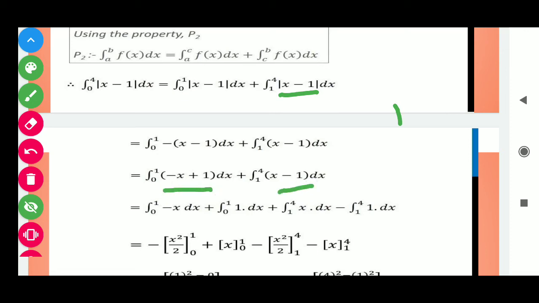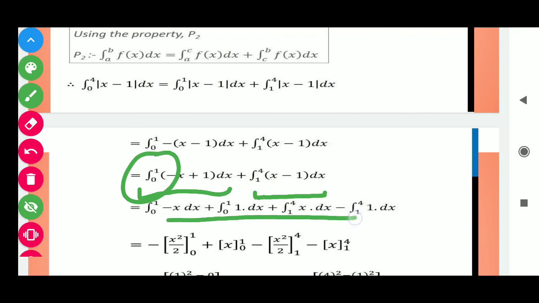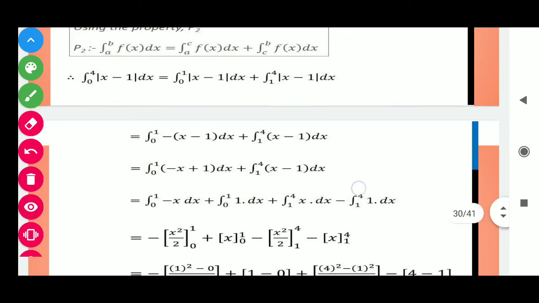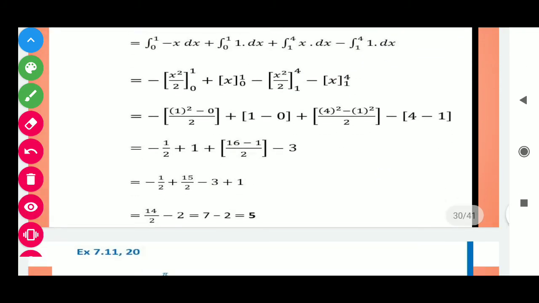Students, here limits are different of both the integrals. Okay students, so do integration carefully and separately. Some students take one limit, same limit to all the integrands. So students, be careful about this. Integration of minus x is minus x square over 2. Integration of 1 is x. In the same way, integration of x is x square over 2 and integration of minus 1 is minus x. So now students, put their respective limits, upper limit minus lower limit, and after that by simple calculation you will get the answer 5.